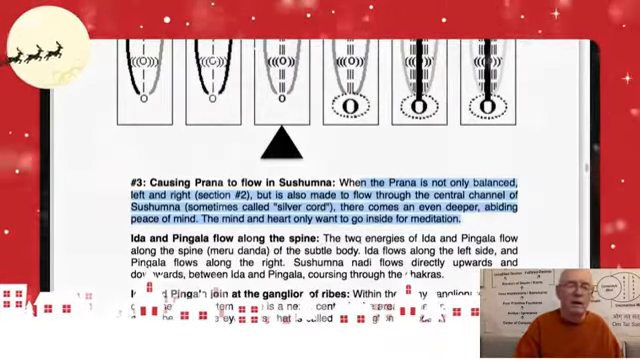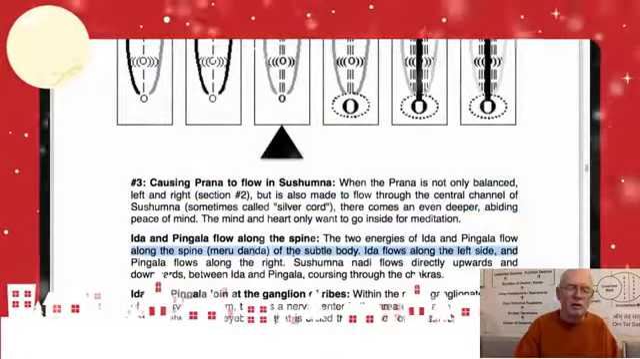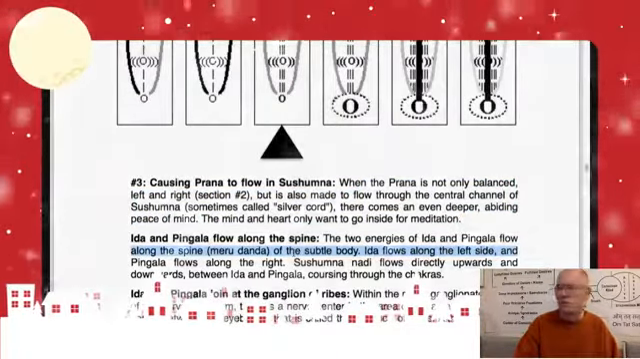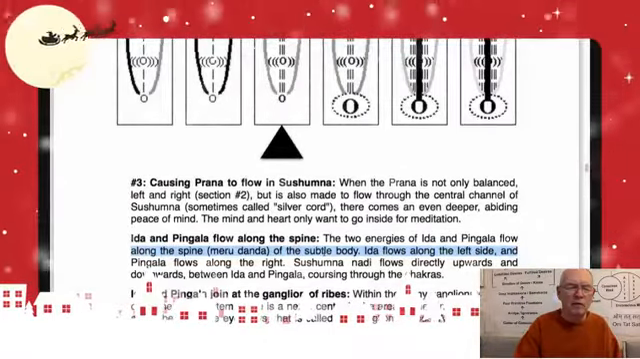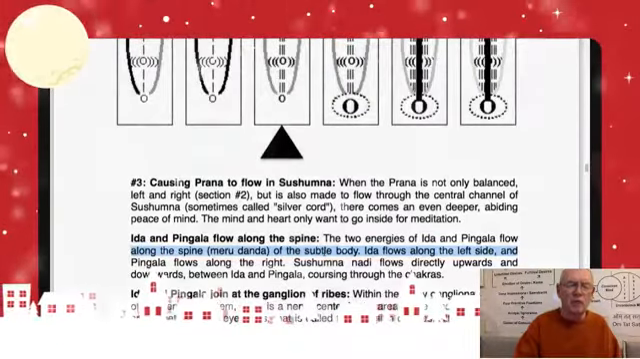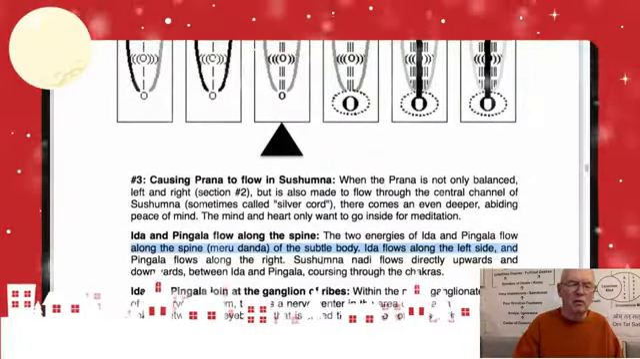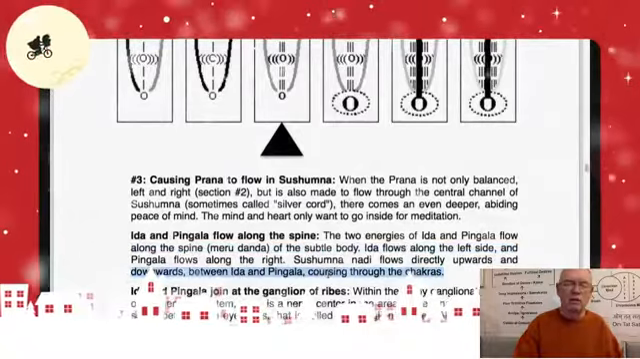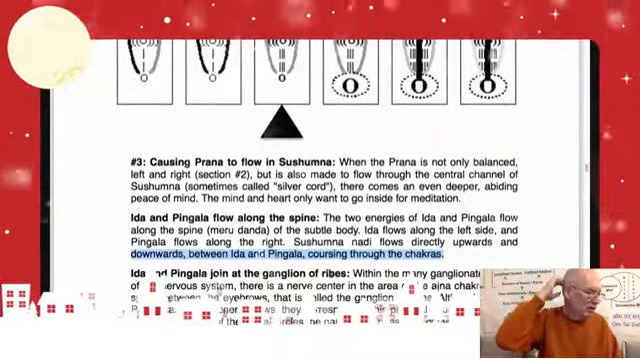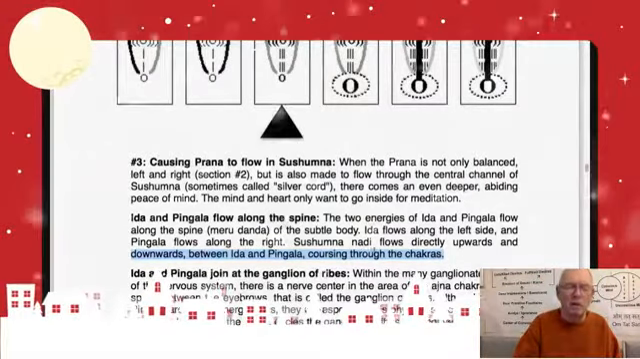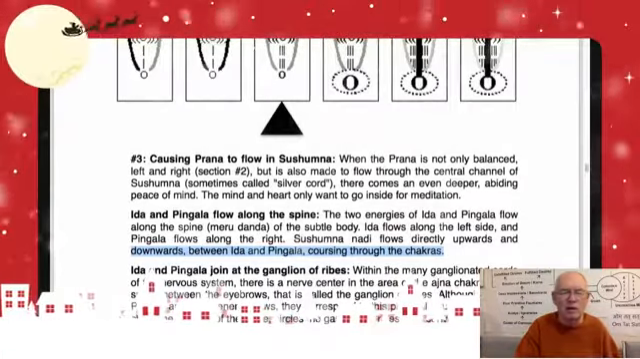The two energies of Ida and Pingala flow along the spine, which has been called Merudanda. Danda is a staff, and the Meru is the central staff in the spine of the subtle body. Ida flows through the left, Pingala through the right. Sushumna Nadi flows directly upwards and downwards between Ida and Pingala, coursing through the chakras. Most of this I just borrowed from Swami Rama, so I don't know that this is terribly important. Probably Joe will say that it is.